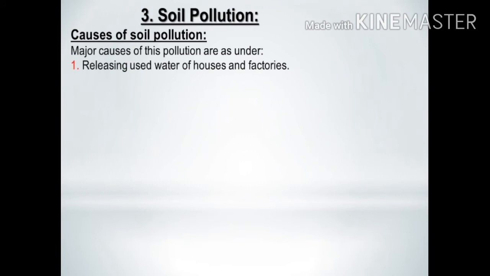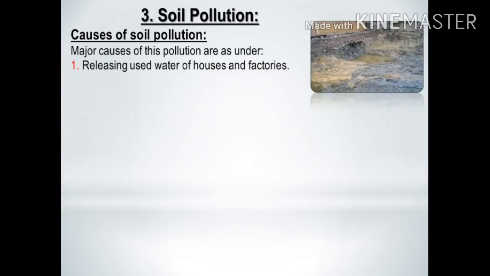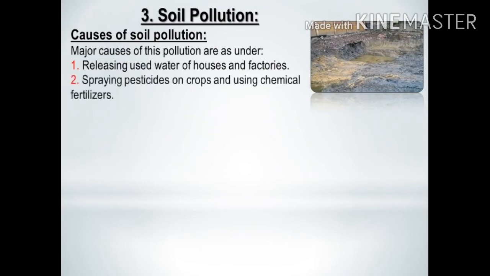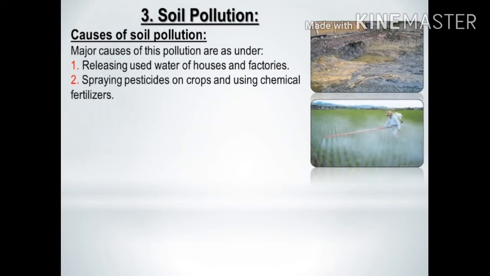Number 1, releasing used water of houses and factories. As you can see in the picture, when we release used water of houses and factories onto open ground, the soil gets polluted. Number 2, spraying pesticides on crops and using chemical fertilizers. As you can see in the picture, for agricultural growth we use different kinds of pesticides and chemical fertilizers, but these are also harmful for our soil.